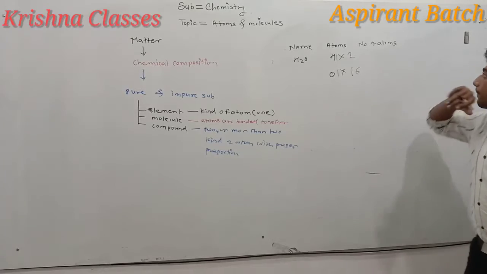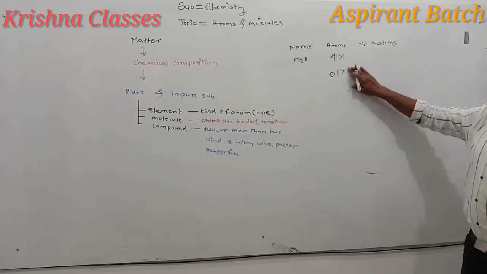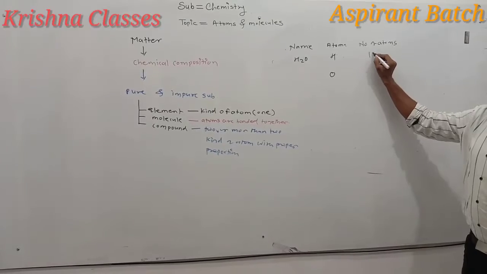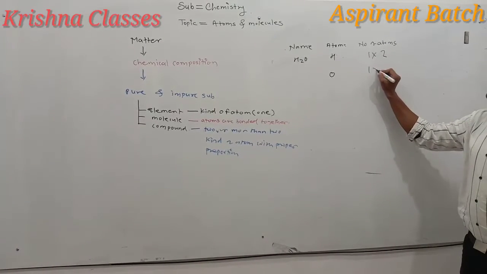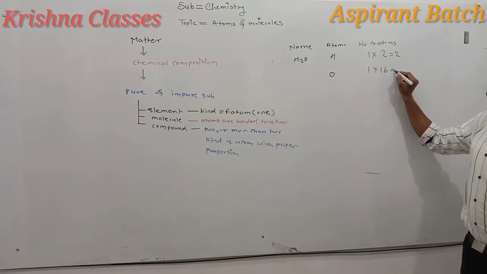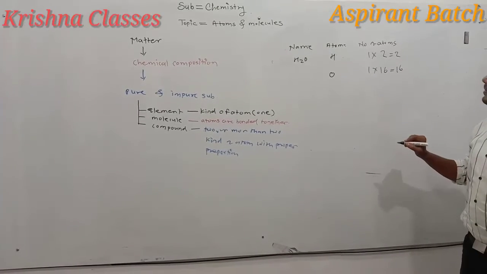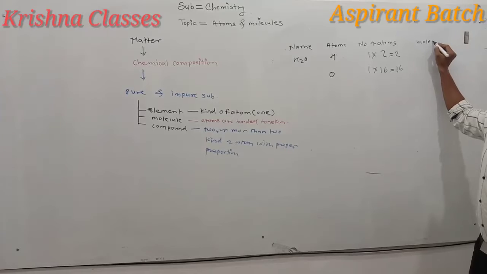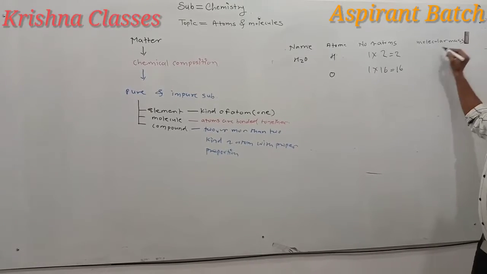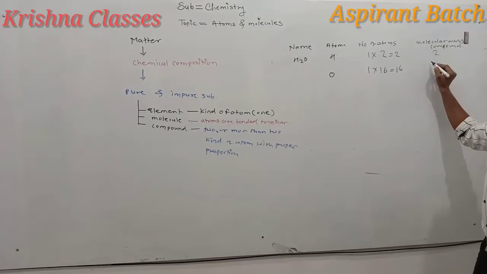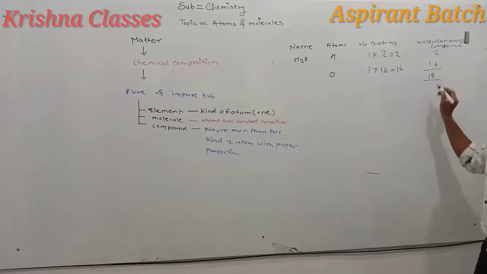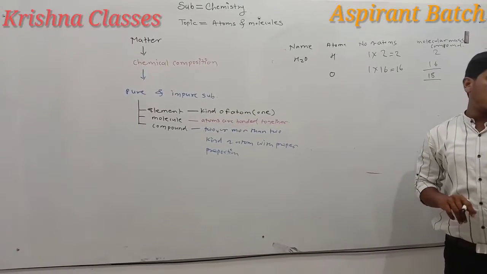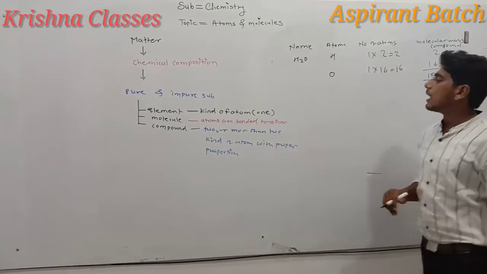Did you understand this? Then you have to write it here. That means 1 into 2 and 1 into 16, which is 2 plus 16. Then finally we get the molecular mass of the given compound. What is the molecular mass of the compound? It is 2 plus 16 equals 18. 18 is the molecular mass of the water molecule.